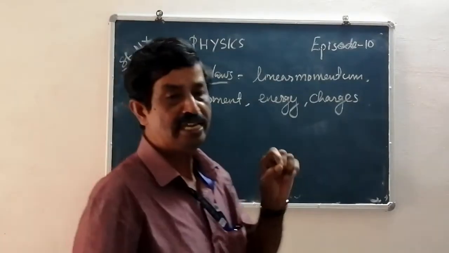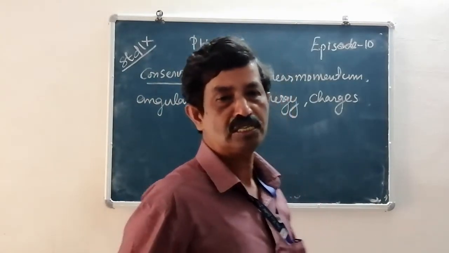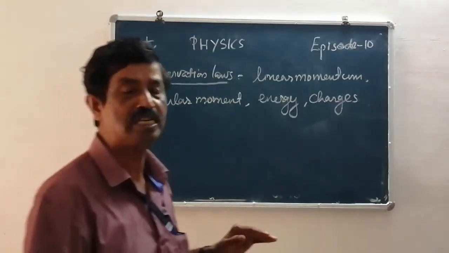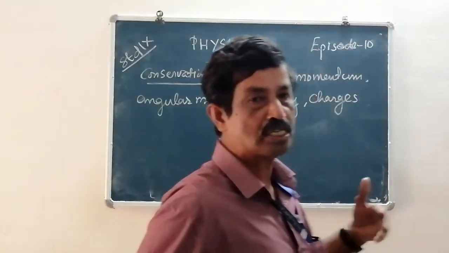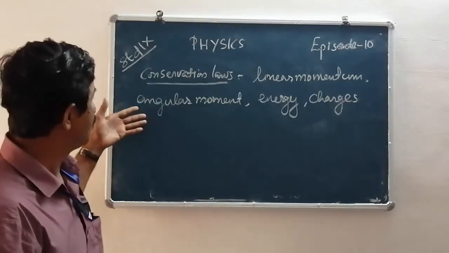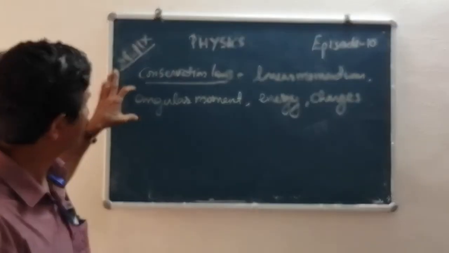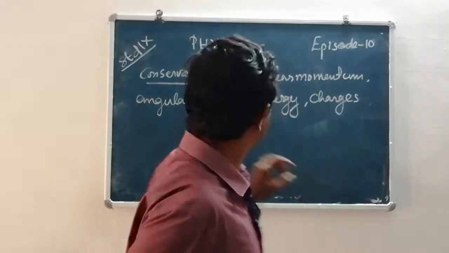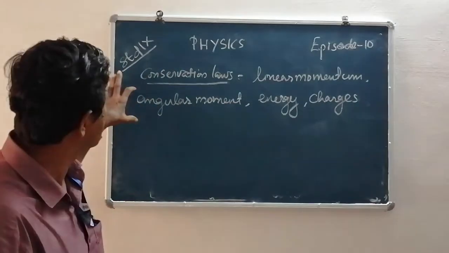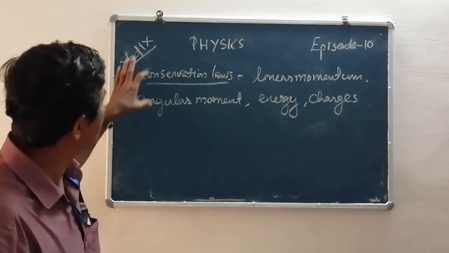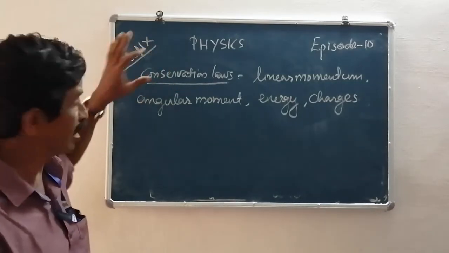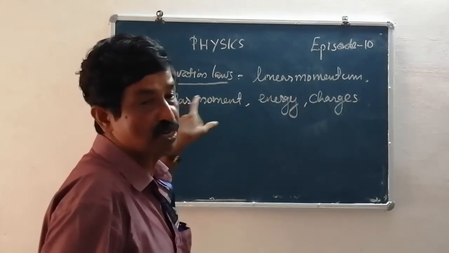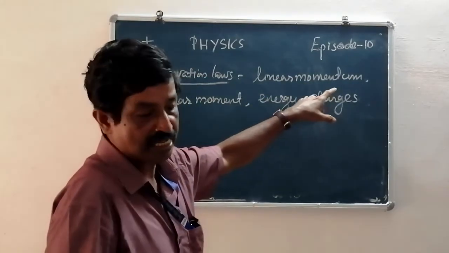But if in any situation an experiment shows a result against this, then this law is not applicable. That means if in any experiment it is not satisfied, then we cannot consider it a law of conservation. Which are the conservation laws in physics? Law of conservation of linear momentum, angular momentum, energy and charges.